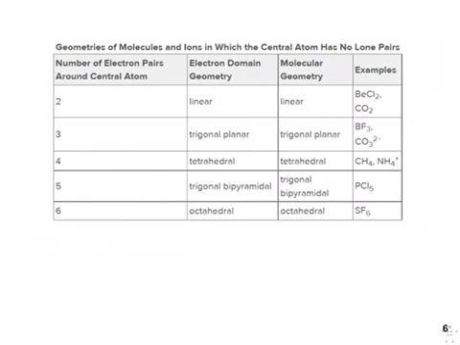So then this last slide here just kind of summarizes it when there are no lone pairs. So this is all kind of like that AB2 or AB3 that we first looked at in this set of notes.